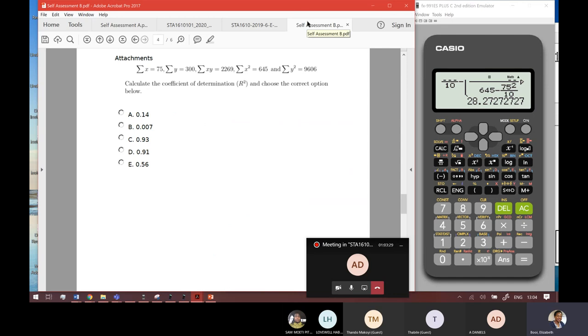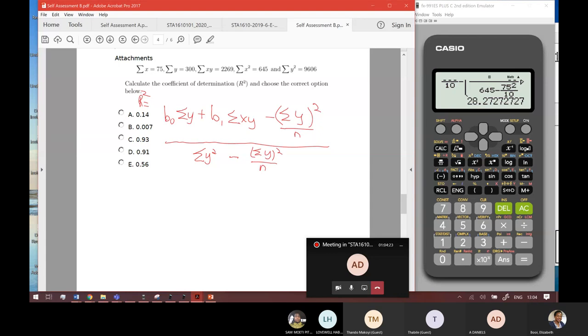So going to our question, let me rewrite that. It's B0 times the sum of y, plus B1 times the sum of XY, minus the sum of Y squared over N, divided by, so remember we're calculating R squared here, the sum of y squared minus the sum of y squared over n. And that is the formula. So just substitute the values and then do the calculations.